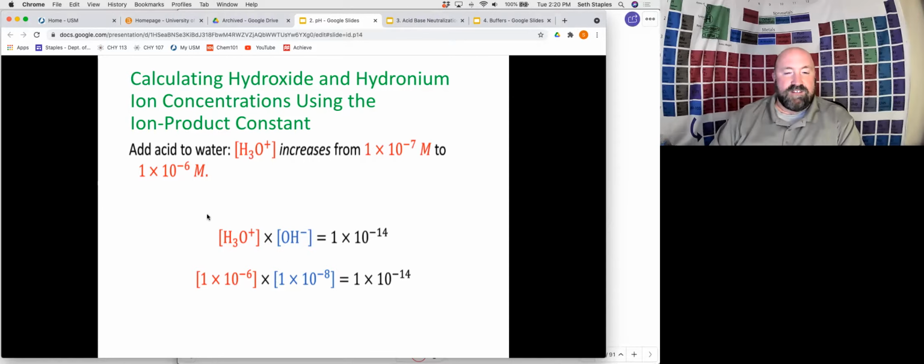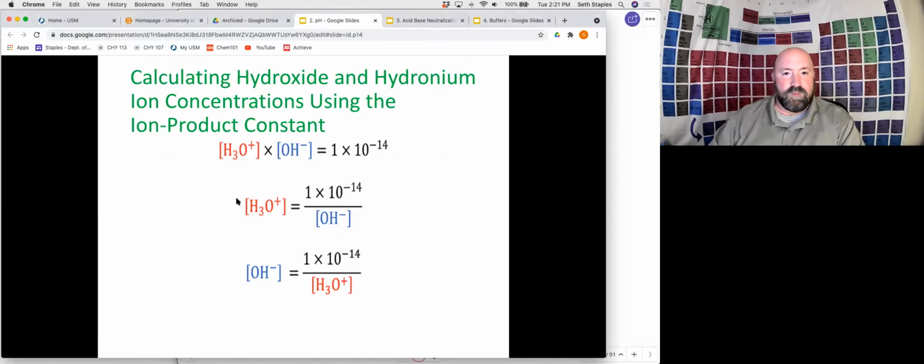And so here's an example where we know our H3O plus concentration is 1 times 10 to the negative 6th. And so we could put in this calculation to then find that our OH minus concentration must be 1 times 10 to the negative 8th. So if we know one, we can find the other. And we can see that happening here. This is just how we would rewrite it.